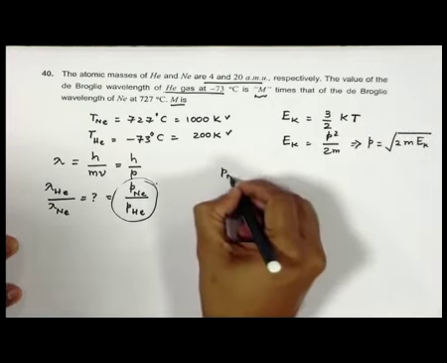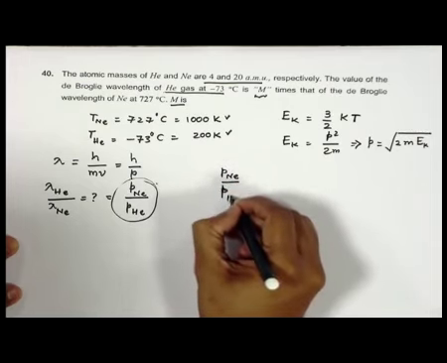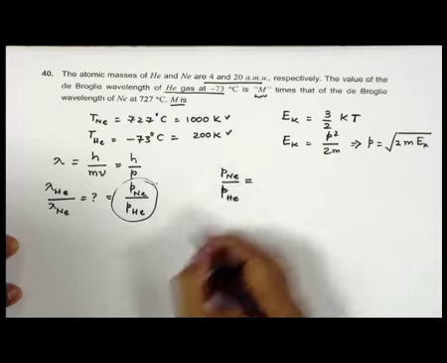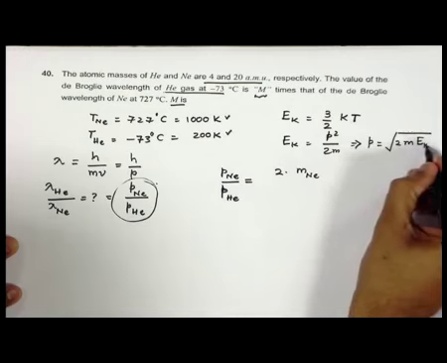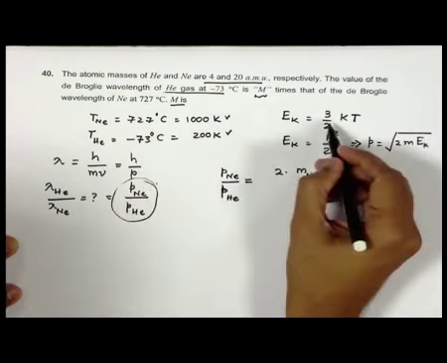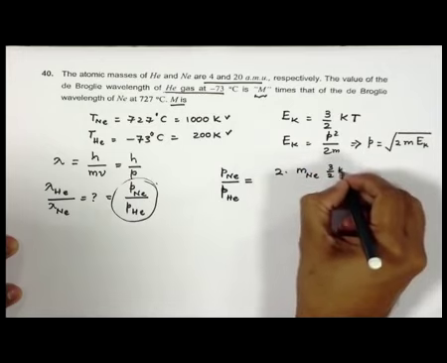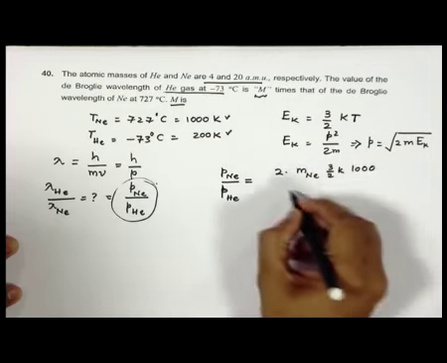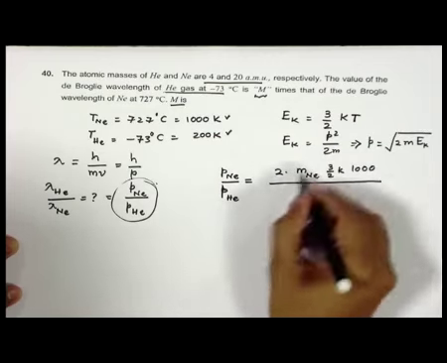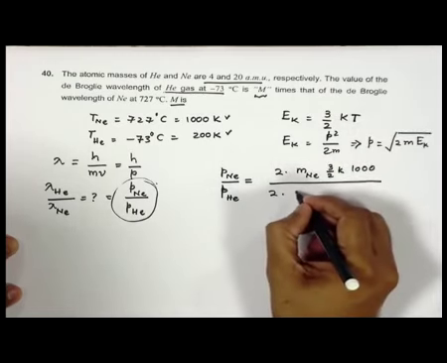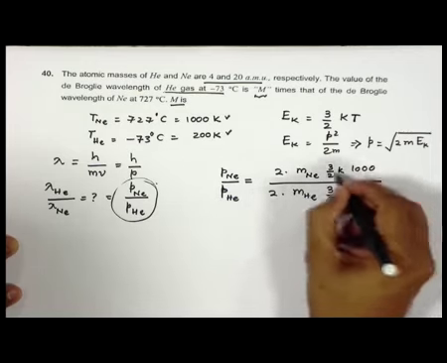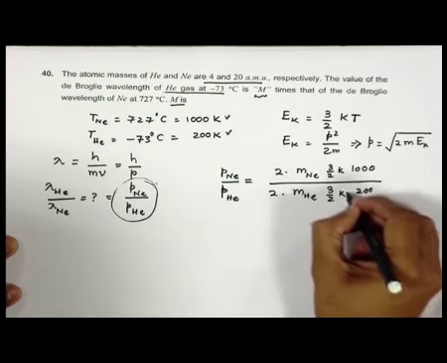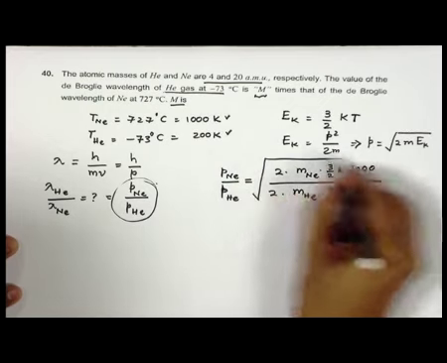So, the momentum of Ne divided by momentum of helium, which is what we are trying to get, is therefore the square root of 2 times mass of neon times kinetic energy of neon, which is 3 by 2 k, where k is the Boltzmann constant, and T is 1000 Kelvin for neon. I am not writing down the units, because both will have the same units, they will anyway cancel. So, 2 times mass of helium multiplied by 3 by 2 k, Boltzmann constant, and the temperature is 200. They are all multiplied, and this is under the square root.